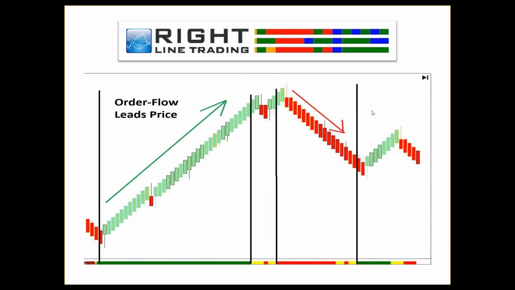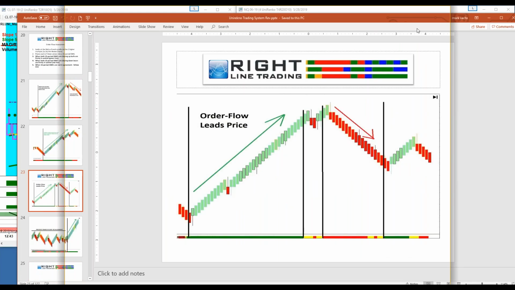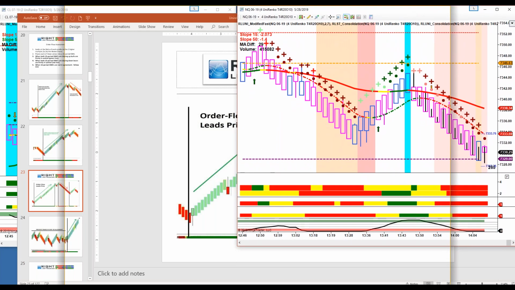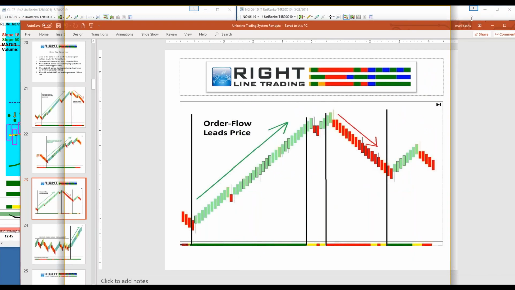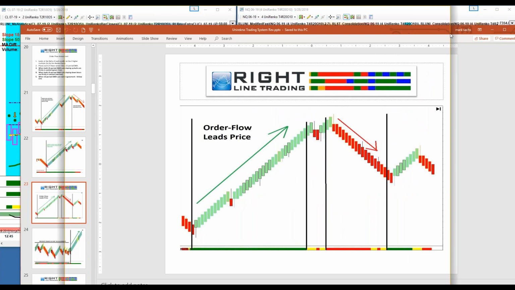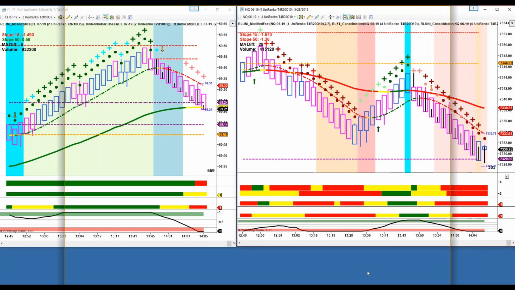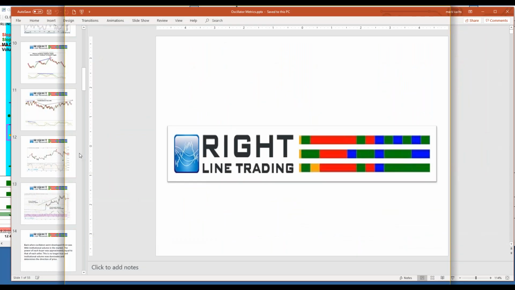Now I'm going to go to a different deck. I'm going to drop this. These are the charts. I'm going to show you some of these charts later. And bring up a different deck right here.